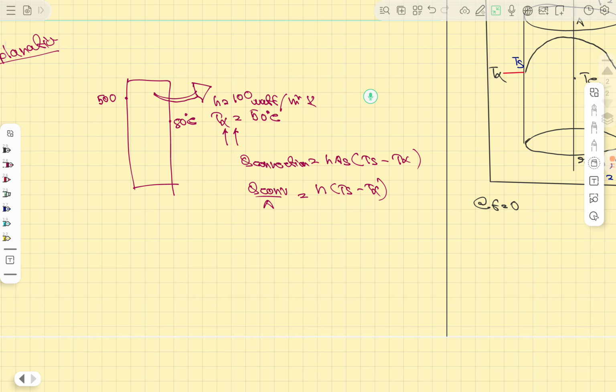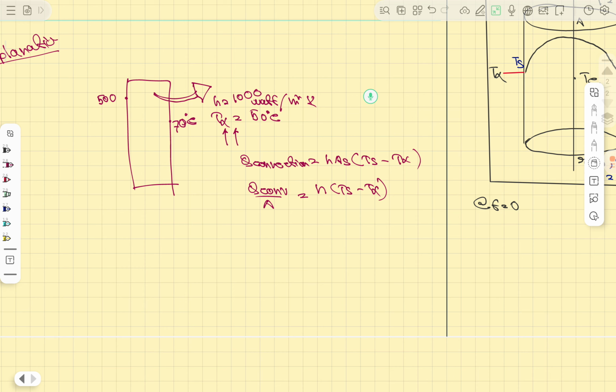Let us imagine h is 1000. Suppose h is 1000, it means it has a tendency to remove maximum heat, more and more heat. Then in that case, this is 70 degrees Celsius. Why 70 degrees Celsius? Because last time it was 80. Right now the h is 1000, so 1000 will remove from the surface. So the surface rapidly gets cool. As a result, it becomes 70.